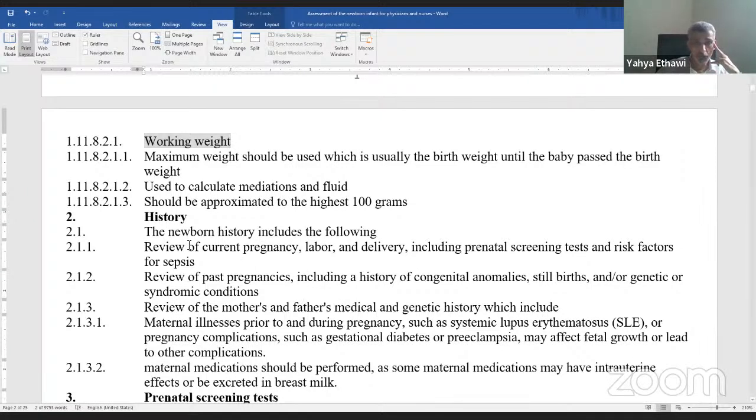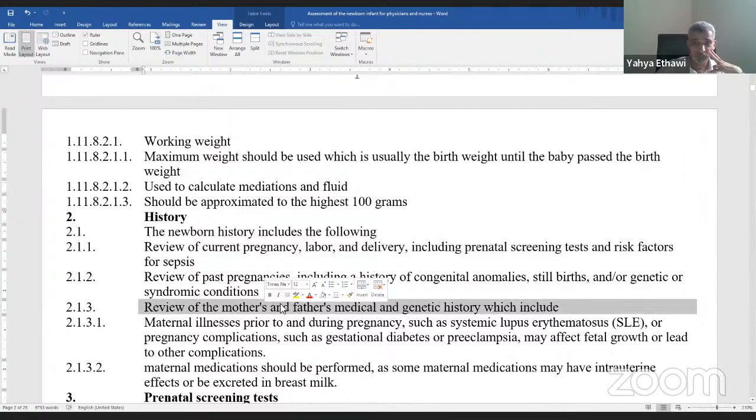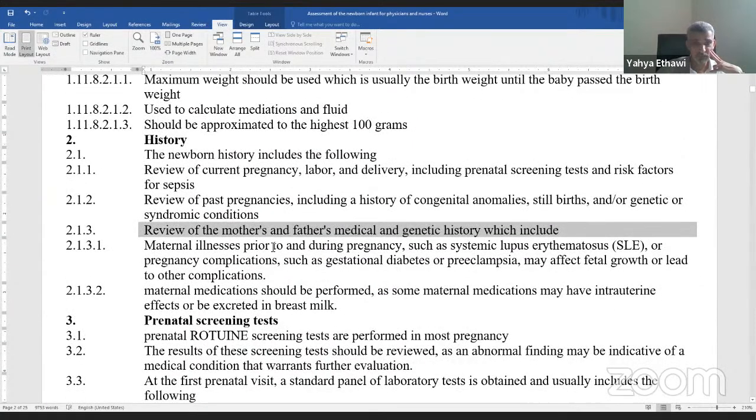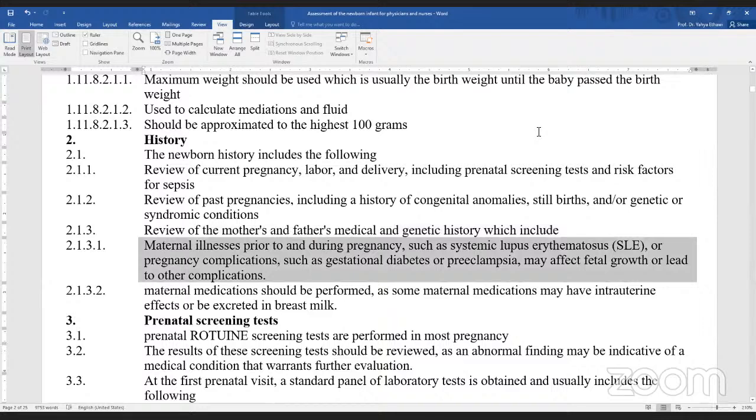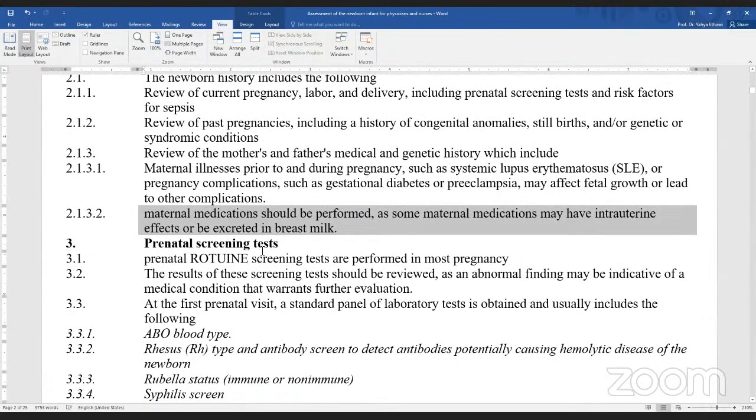The history should include mother, labor, delivery, prenatal screening, and risk factors for sepsis. It should include past pregnancies, any malformation, any stillbirth, genetic history from both sides, previous admissions, consanguinity, previous illnesses. Please, Dr. Bushra, please mute yourself. Any maternal condition, and we should include prenatal screening.